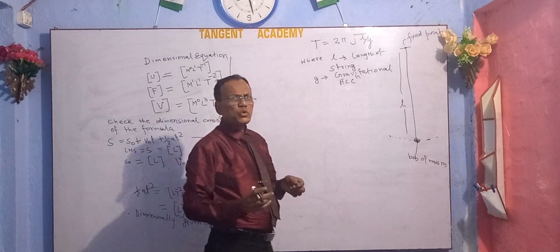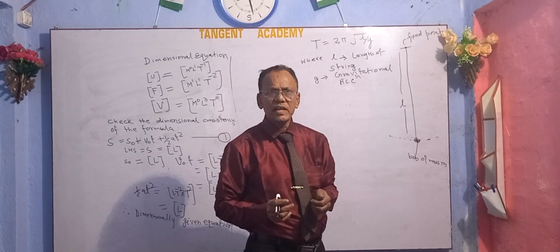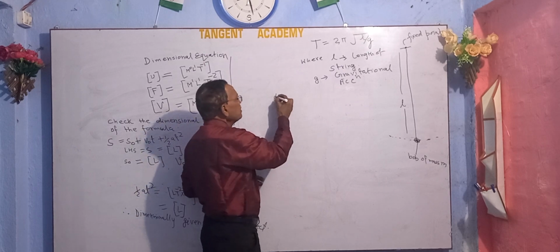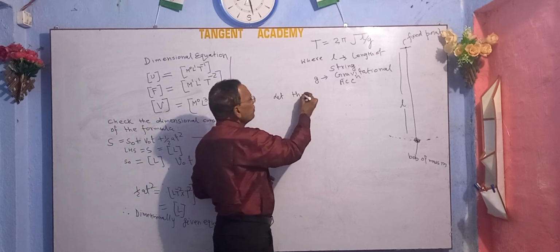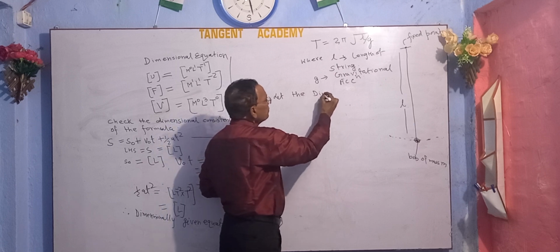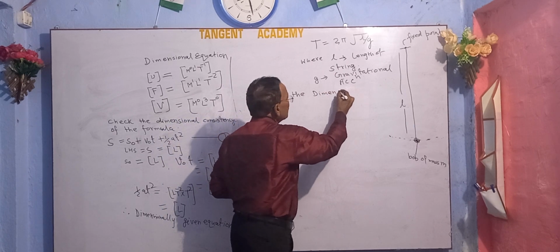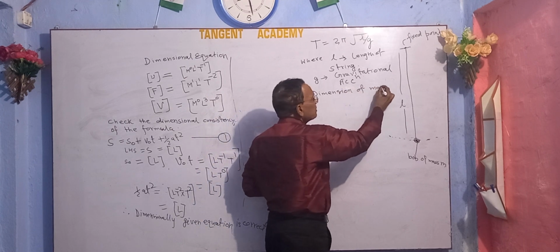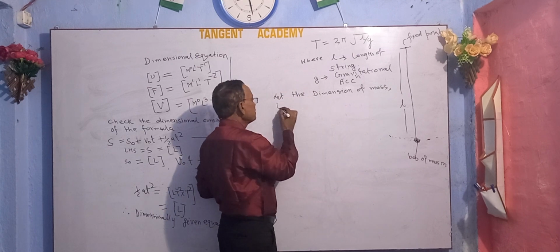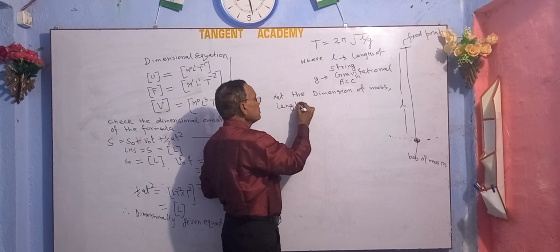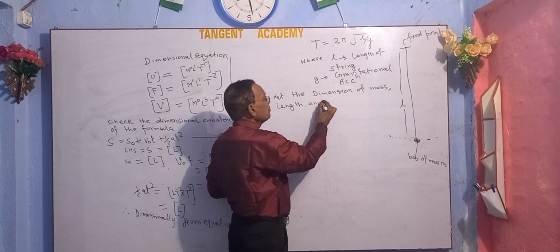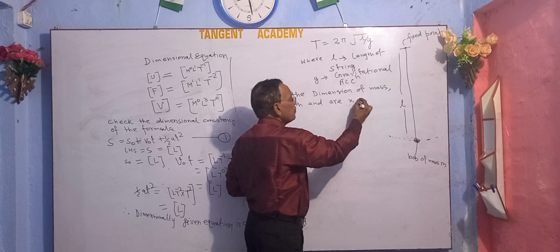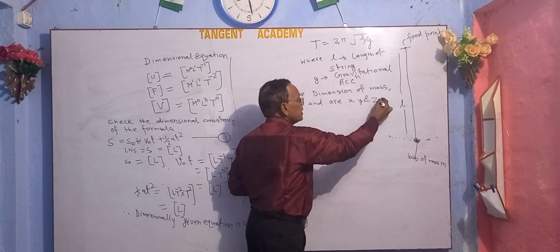Let us consider that we have to use three dimensions: mass, length and time. So let the dimensions of mass, length and time be x, y and z.